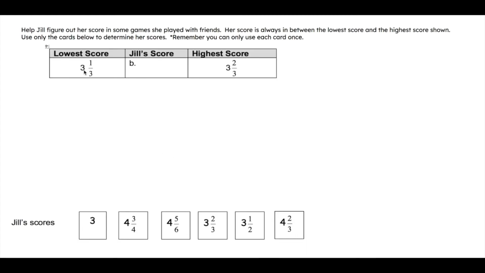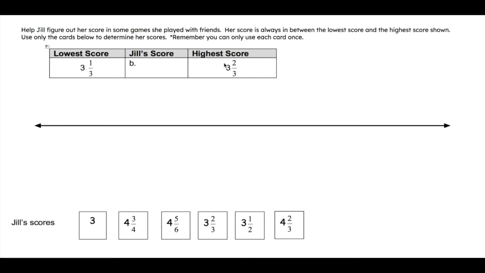Letter B, in between 3 1/3 and 3 2/3. Whoa, okay. So let me get my number line out. Now, both of these numbers are more than 3, because this is 3, but not just 3, 3 1/3. This is 3 2/3. So this is more than 3, but it's not yet 4.